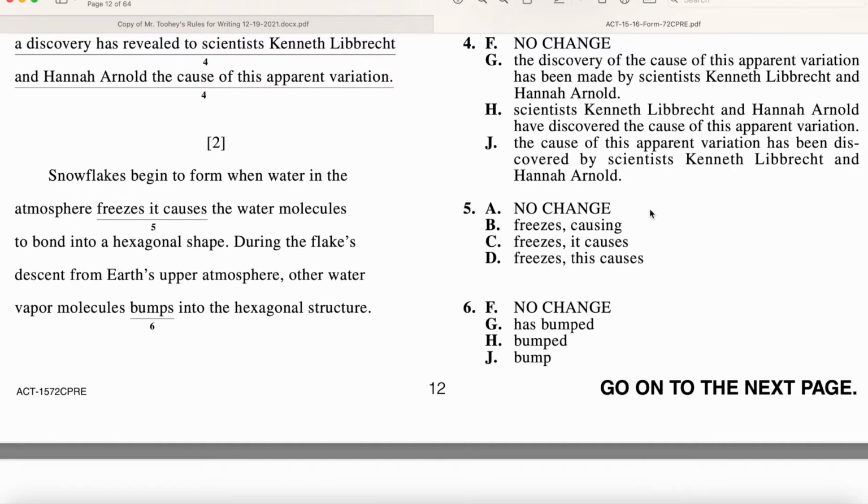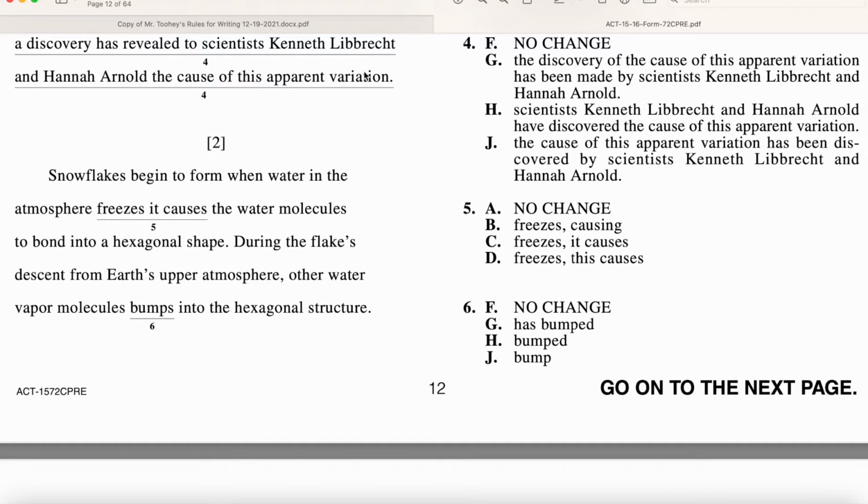The other water vapor molecules. Now, is "other water vapor molecules" singular or plural? That's plural, right? A water vapor molecule would be singular, but "other water vapor molecules" is plural. So we need a plural verb here.